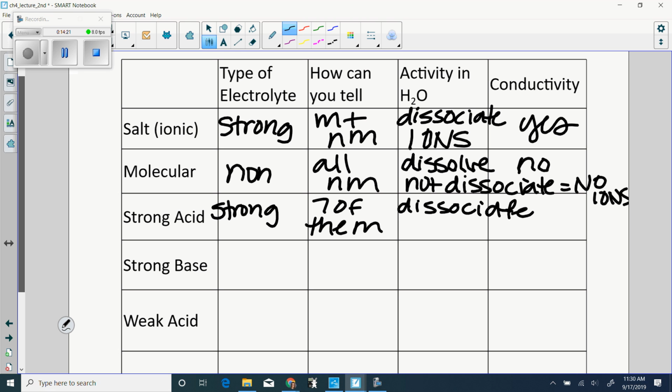That says dissociate into H plus ions. Lots and lots of H plus ions. There are ions, there is light, there is conductivity. Yeah. So it's H plus and like something else as well? Yes.